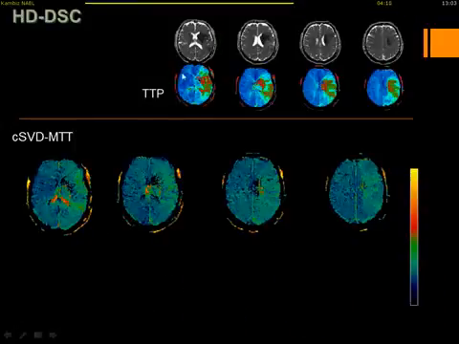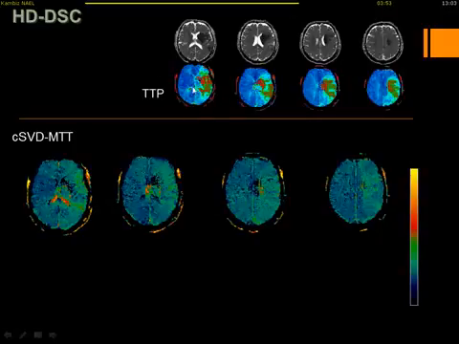If you look at the TTP, for which you don't need to do any deconvolution, then you can see that the delineation of this perfusion deficit is done by half dose contrast. So you can see that there's a large perfusion deficit.